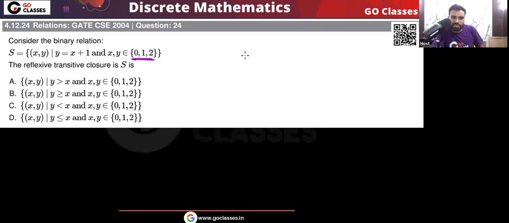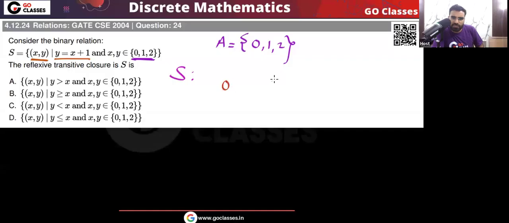Here the base set is just 0, 1, 2. Okay, this is the base set. Let me call it A. Only three elements in the base set. And this relation we are defining: x is related to y when y is equal to x plus 1. So I can make the graph representation of S. Remember, to find the transitive closure, reflexive closure, or symmetric closure, the best method is graph representation. Particularly for transitive closure, the best method is graph representation. So first let me make the graph representation of relation S.